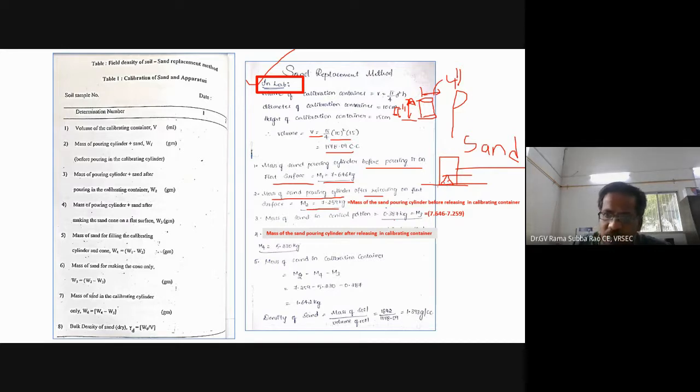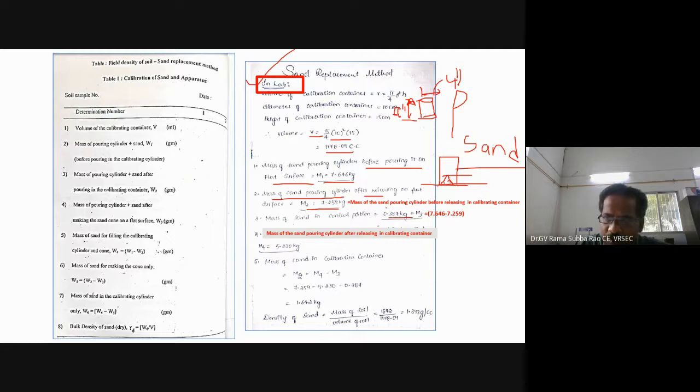Mass of the sand in the conical portion is now 0.387 kg. Because, you see, for ensuring free falling of sand, we are providing this conical portion at the base of the sand pouring cylinder. So first, we have to calculate the mass of the sand in the conical portion. That is the first step before we start this sand replacement method.